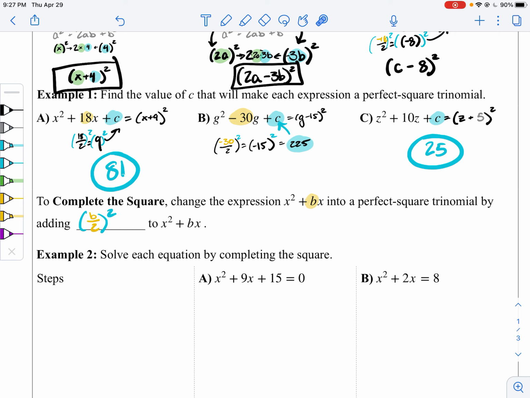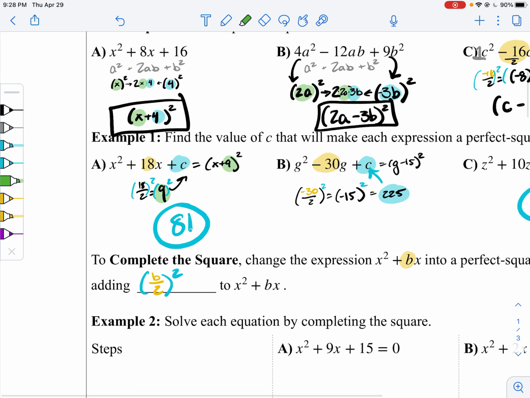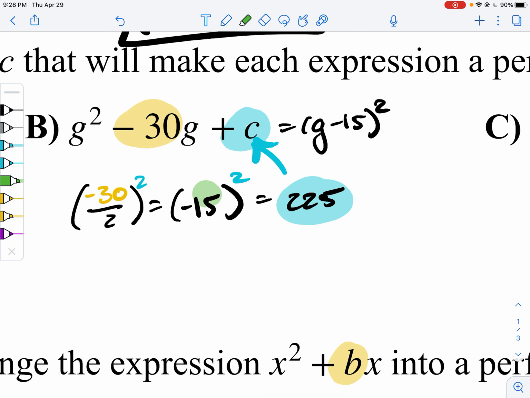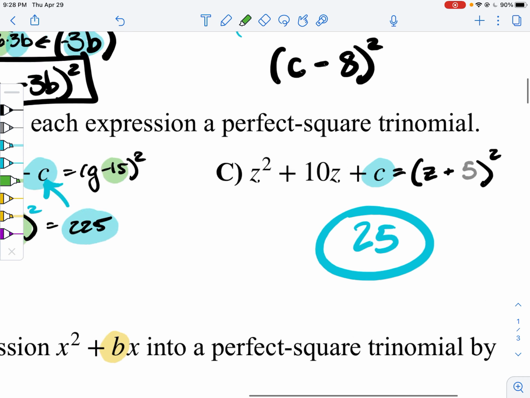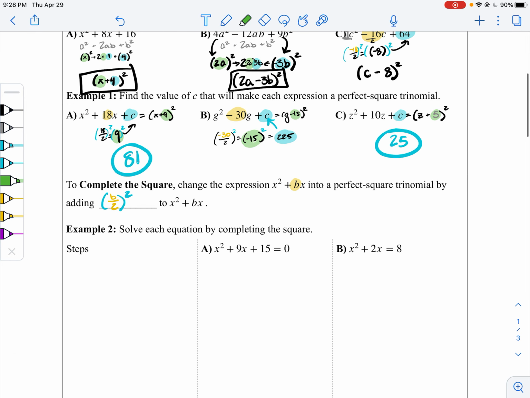10 divided by 2, 5. 5 squared, 25. Now this 9, the number that we square, keep that in mind because that's going to go inside of your square. So just like a 9 showed up here, a 9 showed up there. Just like a negative 15 showed up here, negative 15 showed up here. You would have worked with 5, and then that 5 showed up there. So keep those numbers close. Keep your b over 2 close.